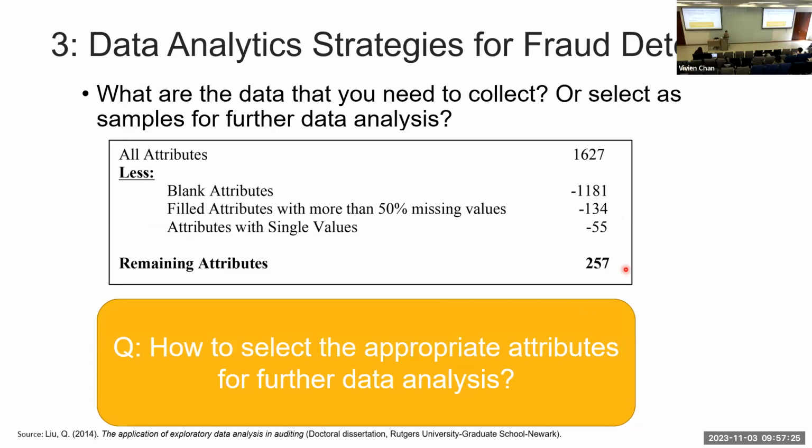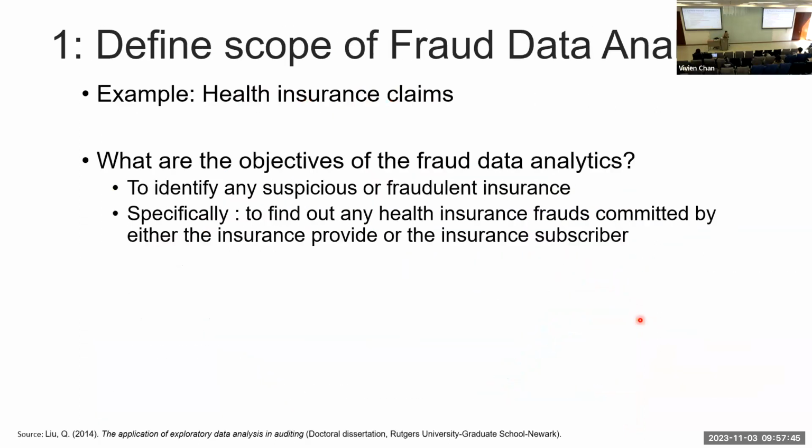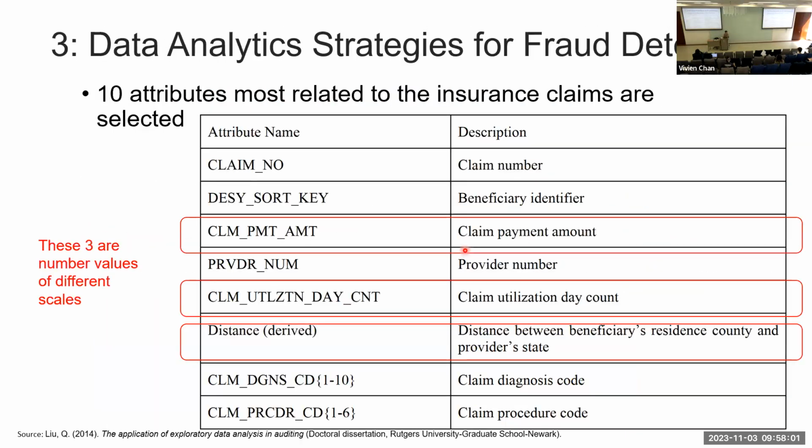The remaining attributes are still quite a lot, 200 something. So the next question is, how are you going to select the useful attributes, or are you going to use all of them? Going back to the objective, they have a very specific objective, which is to look at one particular insurance. Initially in Medicare, they had quite a lot of different types of insurance and information. With this particular scope, they finally only selected 10 attributes related to the insurance claims that they want to study.